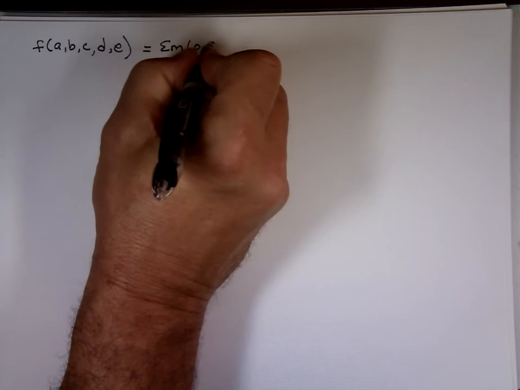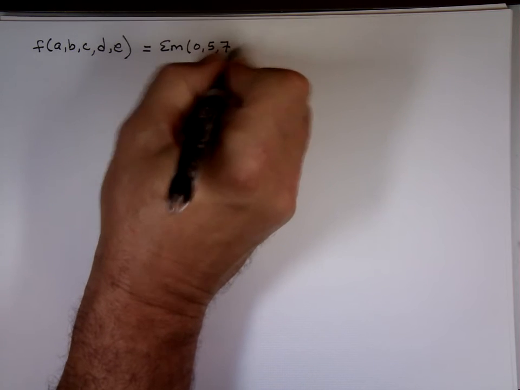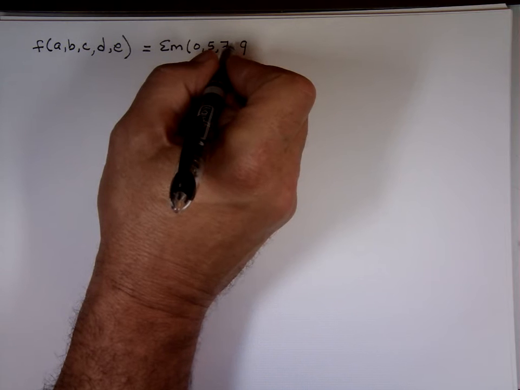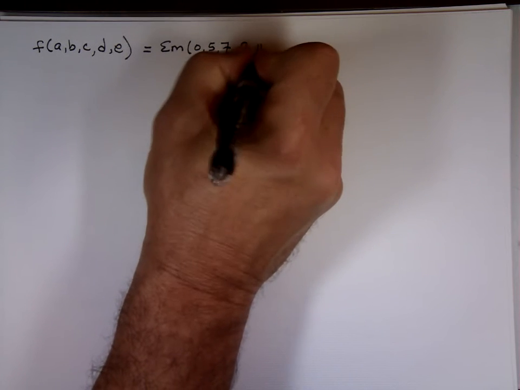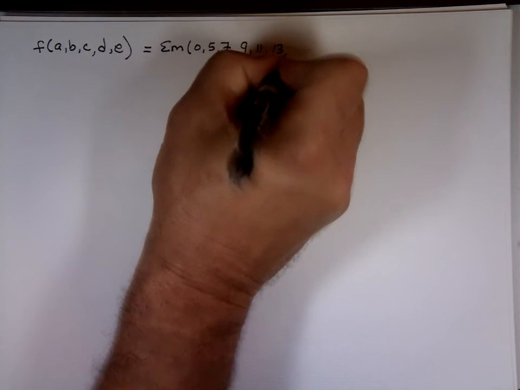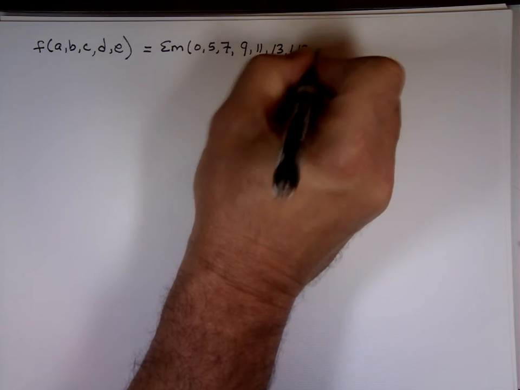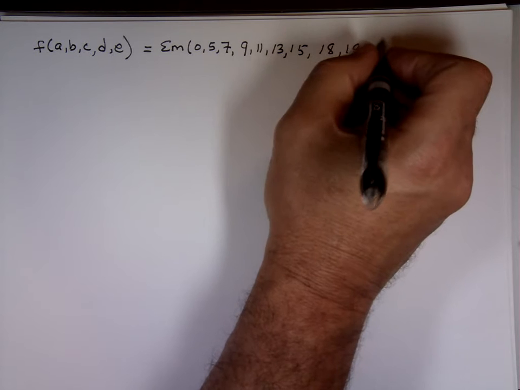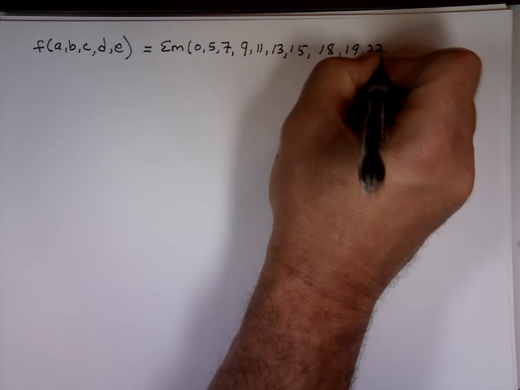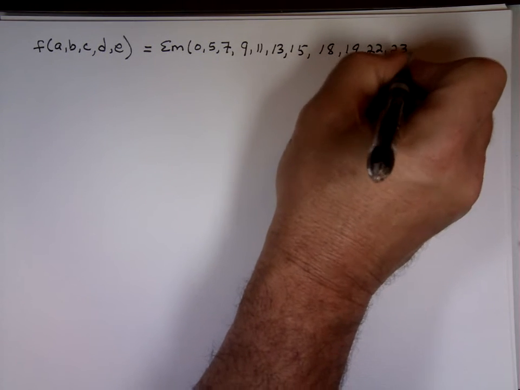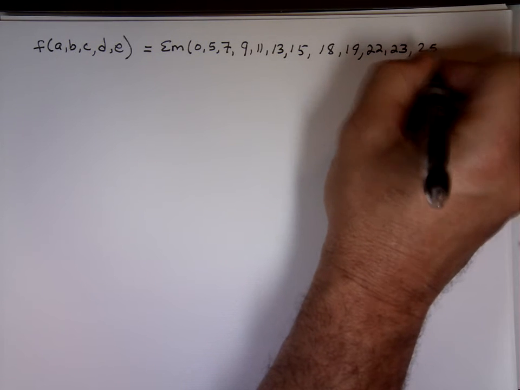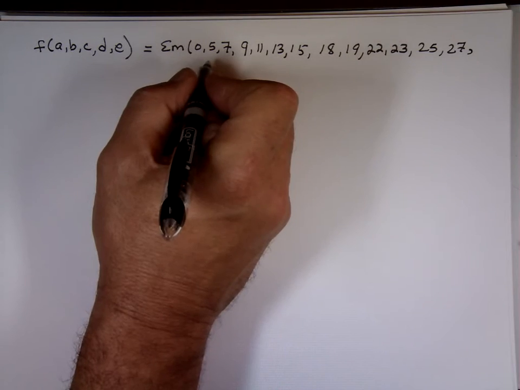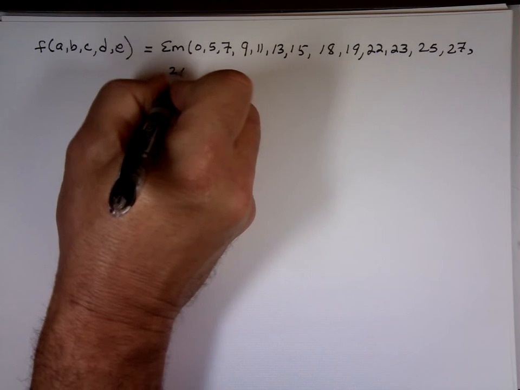0, 5, 7, 9, 11, 13, 15, 18, 19, 22, 23, 25, 27, 28, 29, 31.